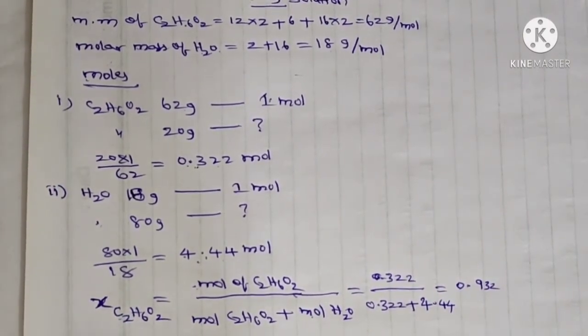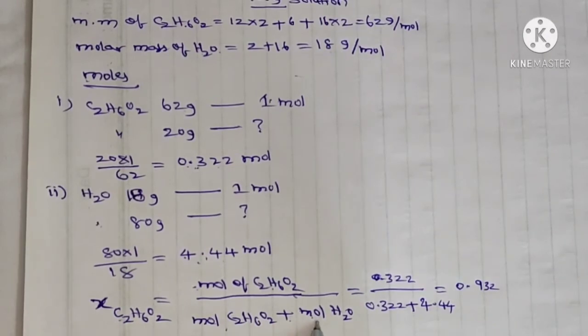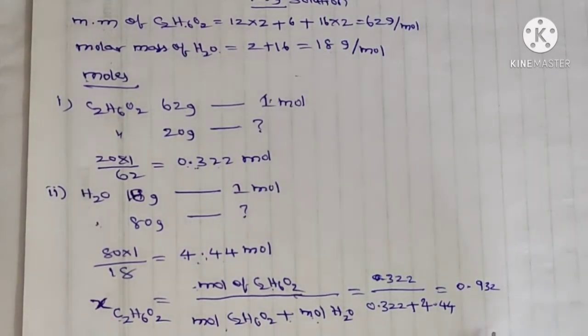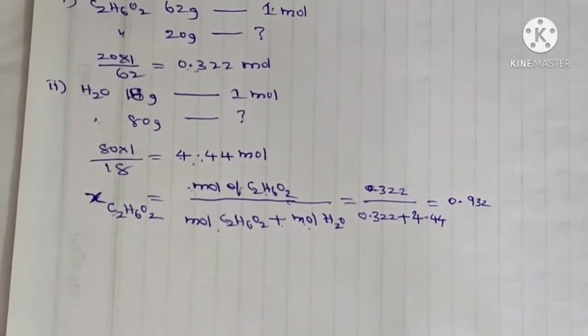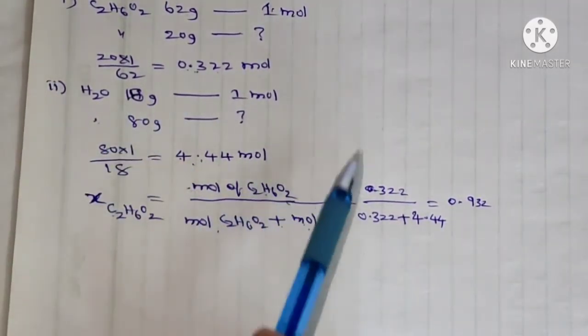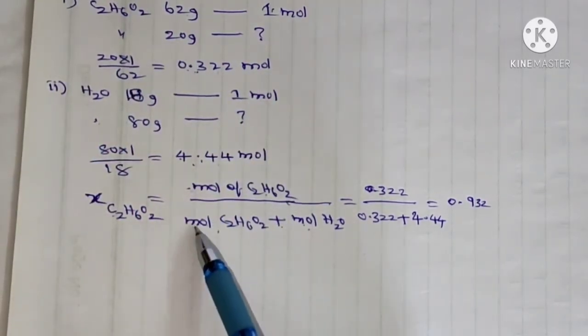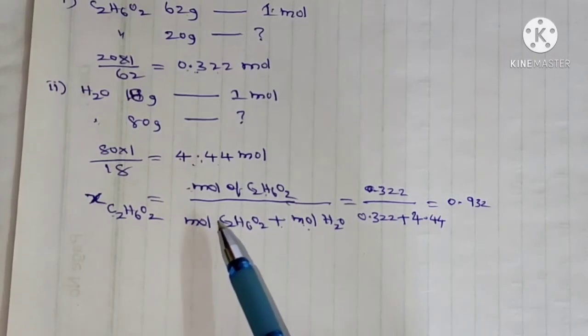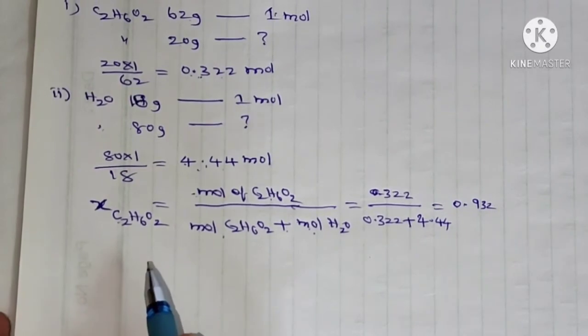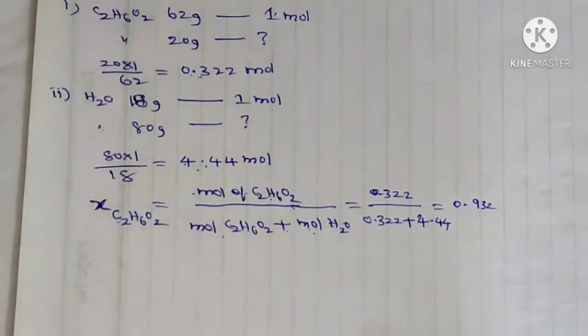Next, the mole fraction of water. We can find that the mole fraction of water is equal to moles of water divided by moles of water plus moles of ethylene glycol. In another way, there are two components, one is ethylene glycol and another one is water. So if you know one component's mole fraction, we can automatically find the mole fraction of the other component, because the sum of mole fractions is equal to unity.